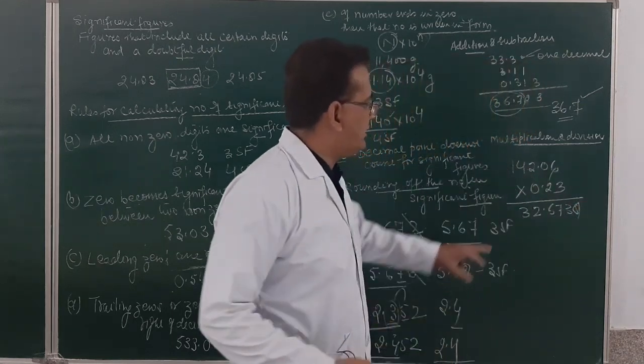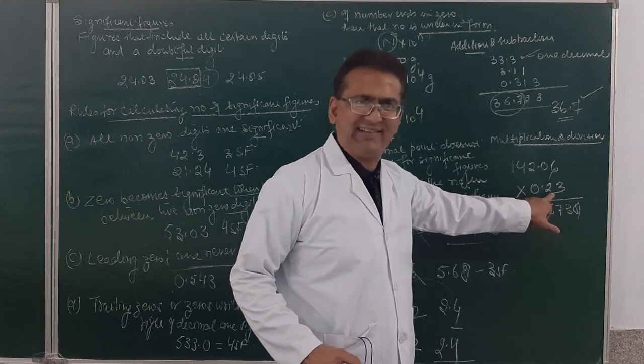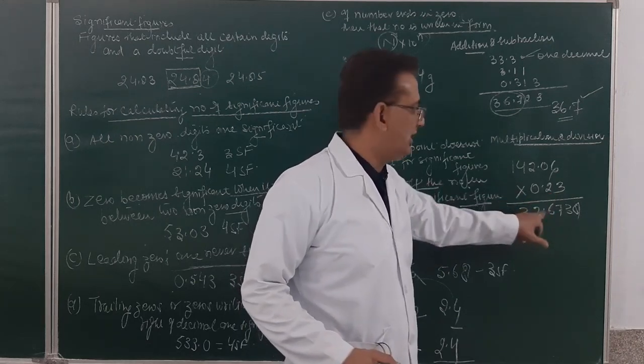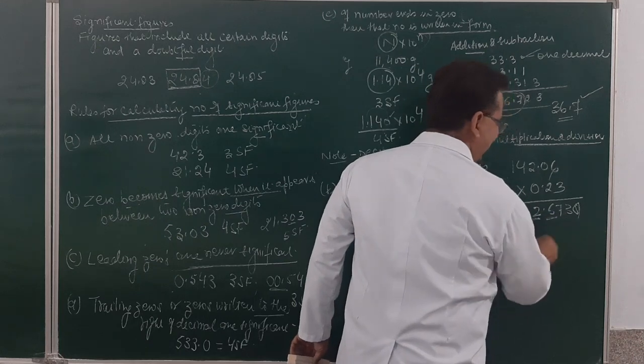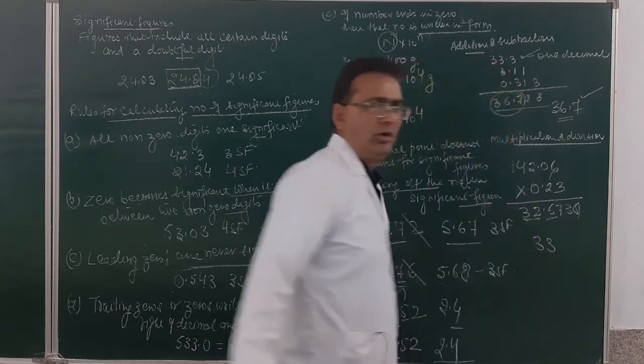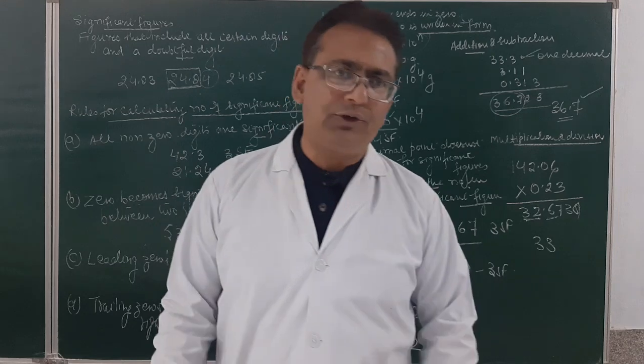Which of the following has the least number of significant figures? This. So, the answer must be reported to this. So, it will be reported over here. The following number is 6, so the answer will be 33. So, I hope, student, you must have understood this.